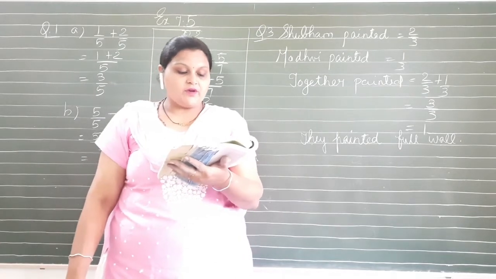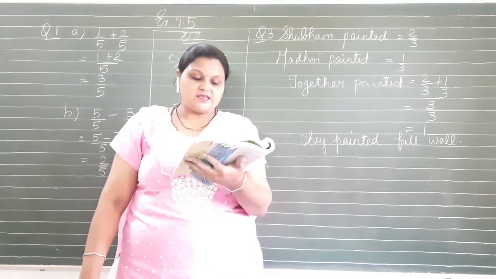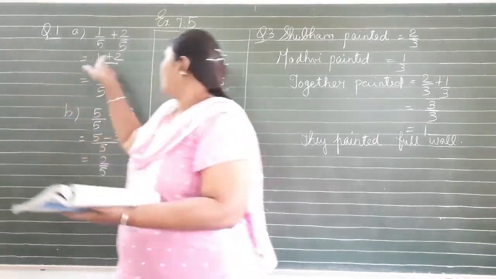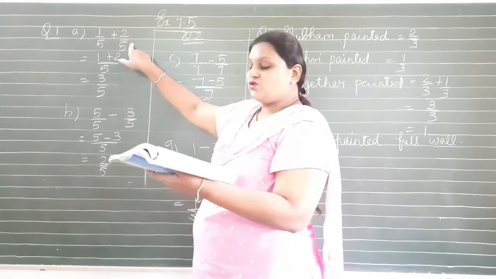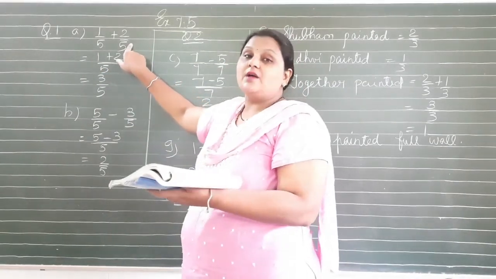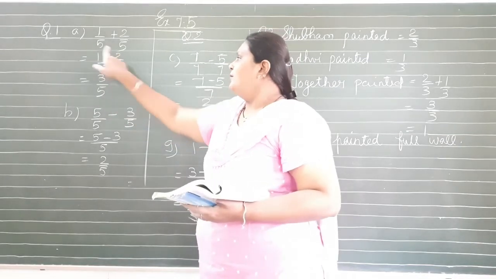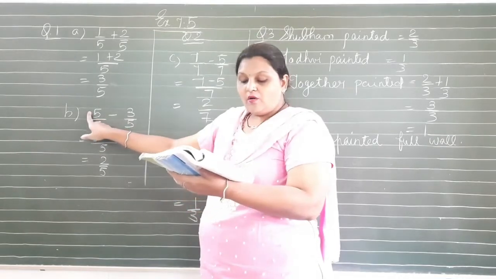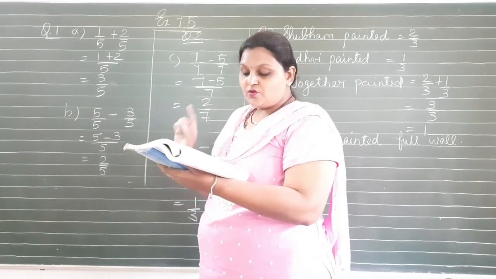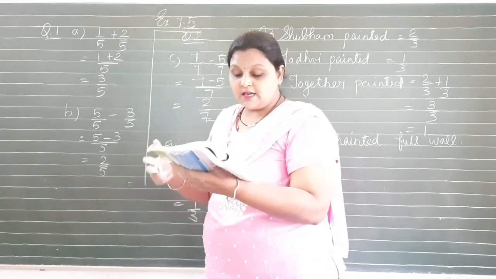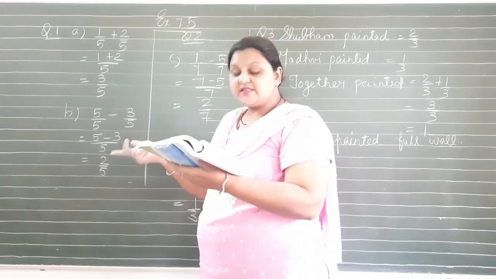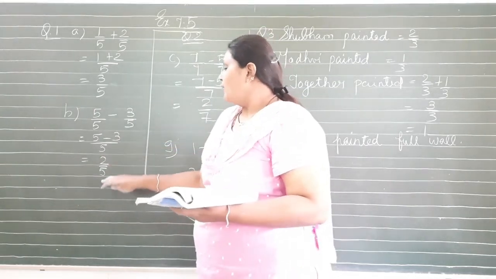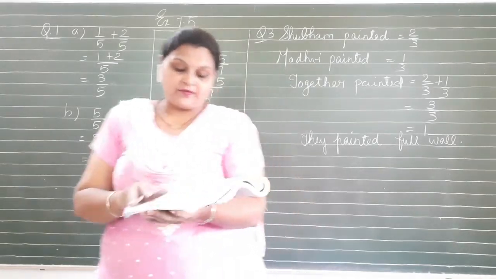Exercise 7.5. Write these fractions appropriately as addition or subtraction. Now first figure is given. It indicates 1/5. Second indicates 2/5. And the answer given to you is 3/5. Means we have to add 1/5 plus 2/5, 3/5. B. Total all the parts are shaded, so 5/5. In second it's 3/5 and answer is 2/5, means they have subtracted 5/5 minus 3/5, 2/5.